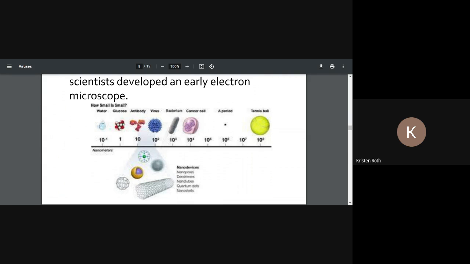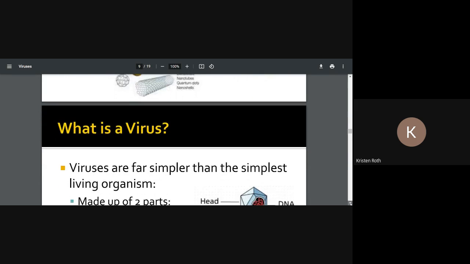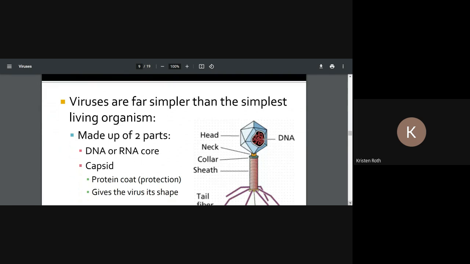Okay, let's stop talking about how small it is and let's keep moving forward here. So what is a virus? Viruses are actually far less complex than the simplest living organism. It consists of two parts that you can see here. It consists of an inner nucleic acid, which is your DNA or RNA core. That's your nucleic acid, which we talked about in the very first unit. It's like a core or a strand, and then it's surrounded by an outer protective protein coat, which is called the capsid.